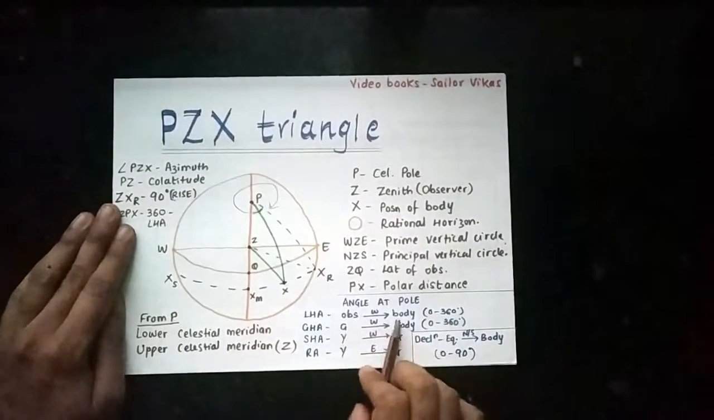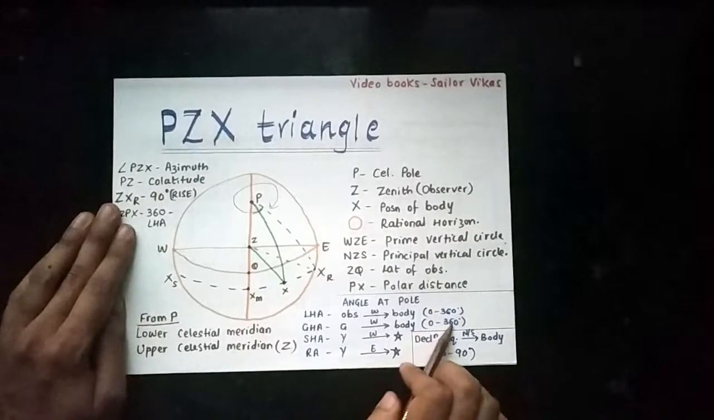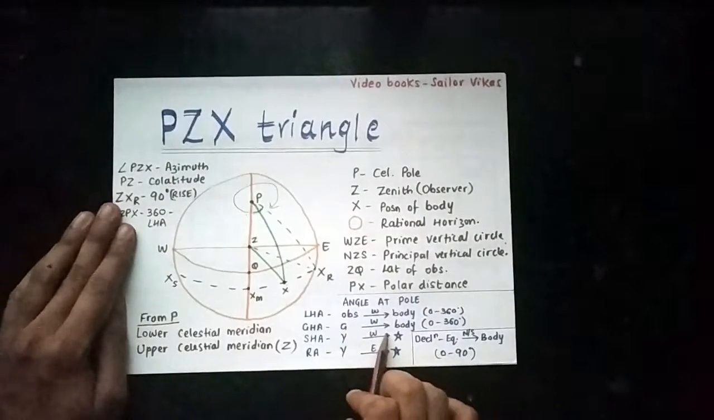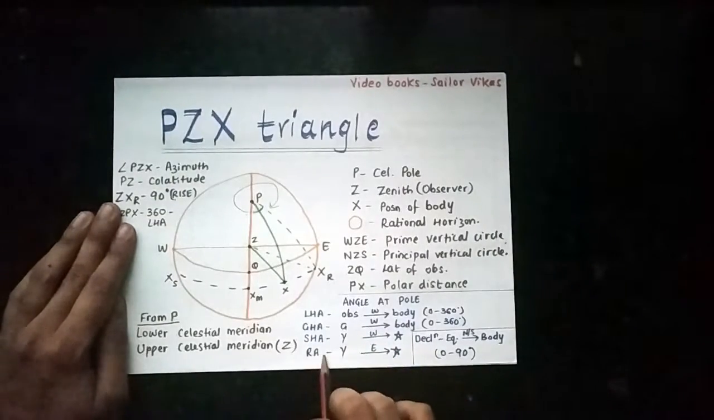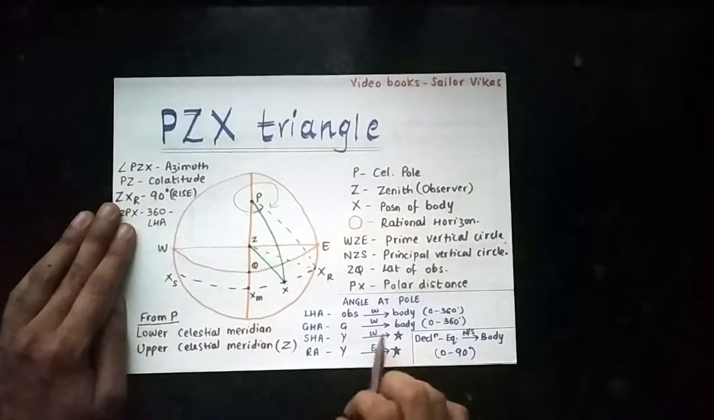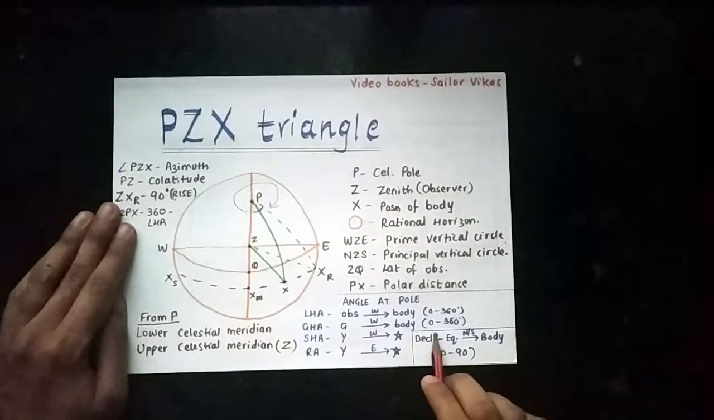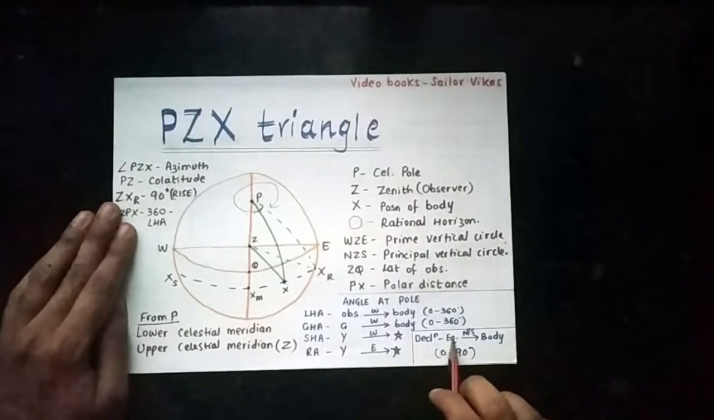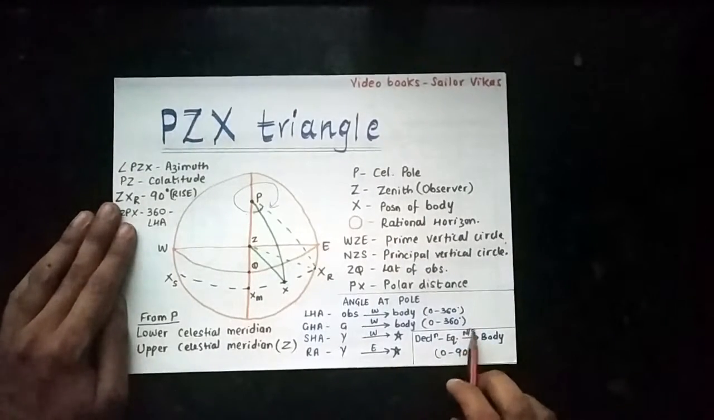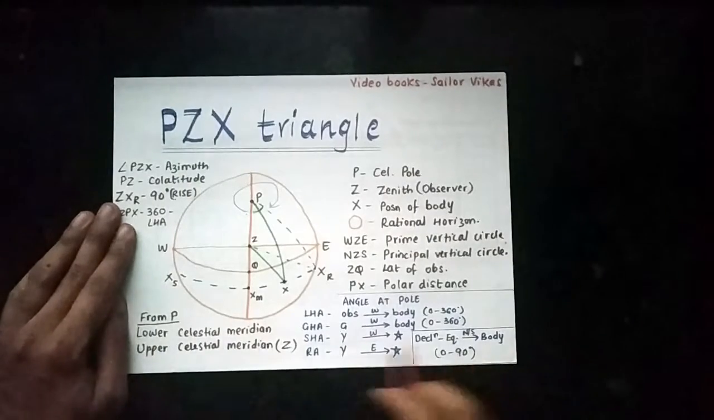GHA is from Greenwich to body, measured westwardly, so it is also 0 to 360. SHA is first point of Aries to star and it is measured westwardly. RA is first point of Aries to star, it is measured eastwardly. Other than this, there is something called declination. It is nothing but from equinoctial to the body, either north or south, so it is 0 to 90 degrees.